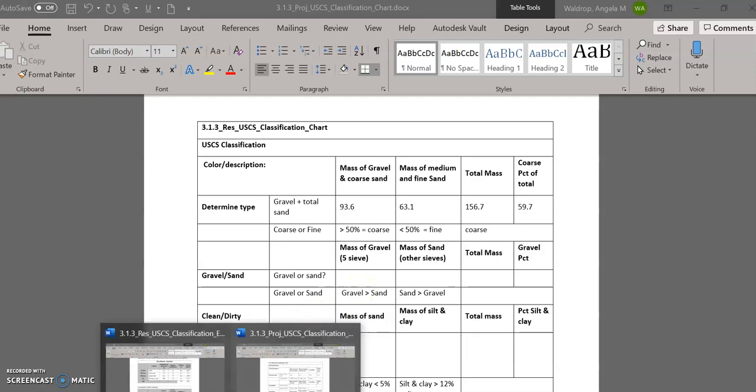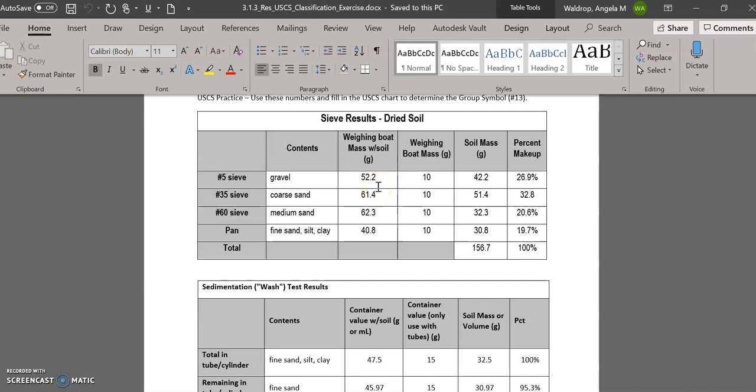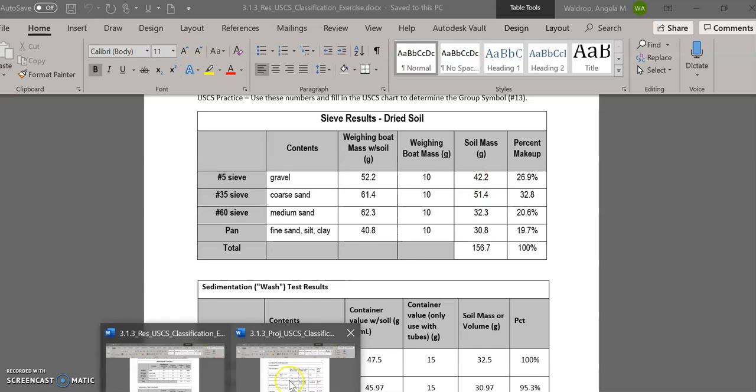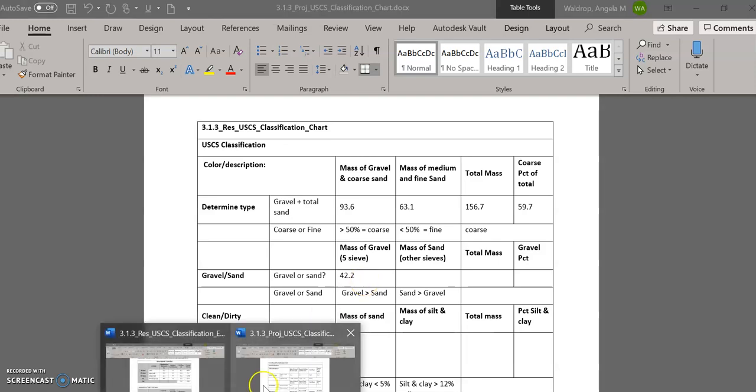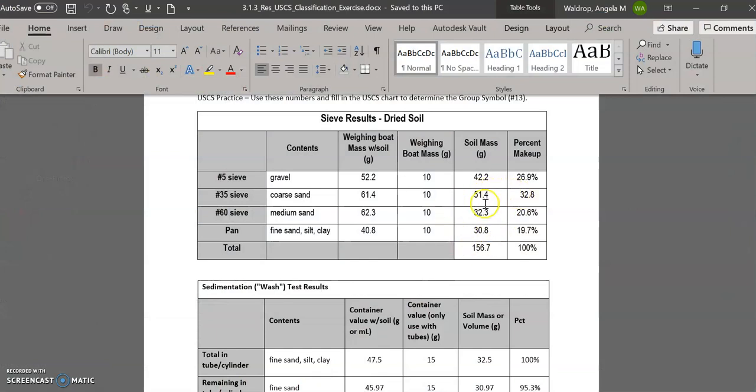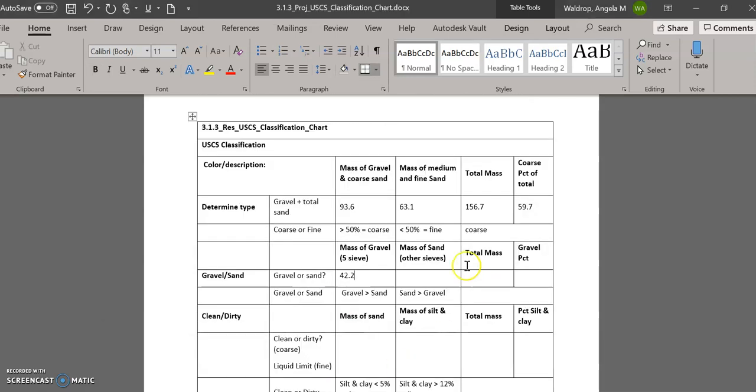The 5 sieve has gravel, which is 42.2, and that goes right here. And then what we're going to do is add all the others together. So we're going to take a look at these numbers here. The 51.4, the 32.3, and the 30.8, we're going to add those together and put that sum here. That sum is 114.5. Okay?